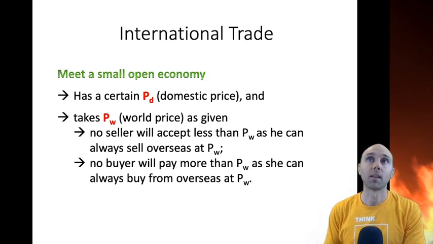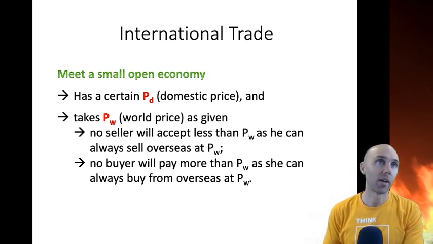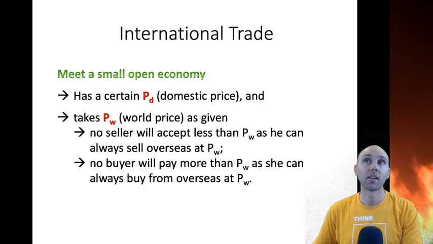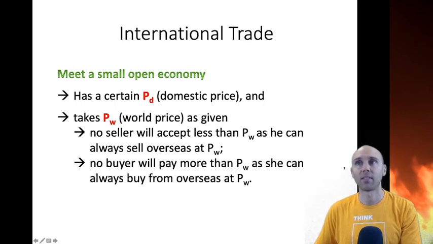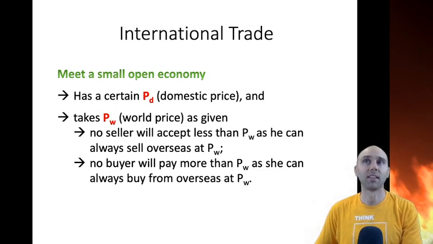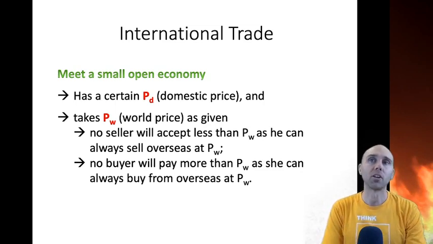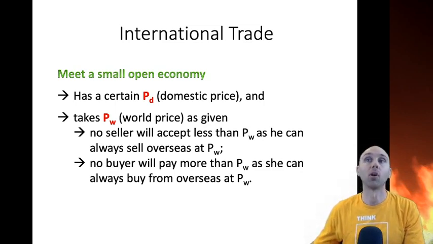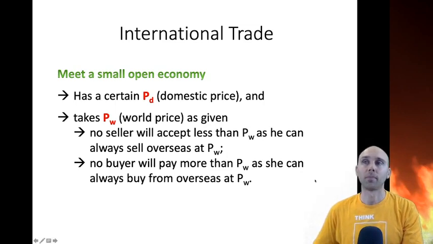So let's imagine that we've got some small open economy, like Australia, or if you think we're too important, we'll say New Zealand, has a certain domestic price in a market and takes the world price PW as given, so that we cannot influence this price. So that means that no seller is going to accept an offer in her country of less than the world price. Well, it's a he here, that he can always sell overseas instead to get that world price. And no buyer is going to be willing to pay more than the world price in her country because she can always buy from the overseas market at PW.